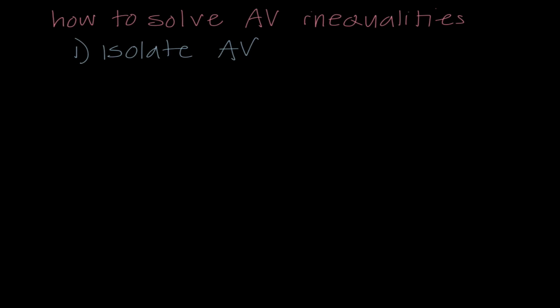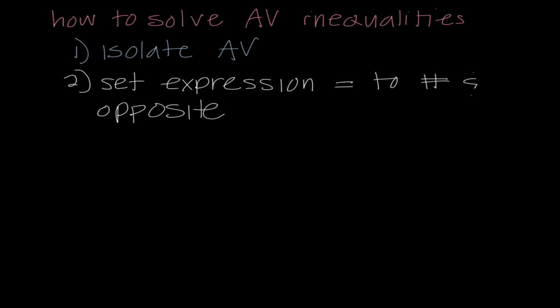So the question is, how do we solve absolute value inequalities? We're going to be using the same steps every single time. I'm just using AV because I don't want to write out absolute value, but that's what it means. The very first thing we're always going to do is isolate the absolute value, and a lot of the time this is already done for us. Then we're going to set the expression equal to the number and to its opposite.